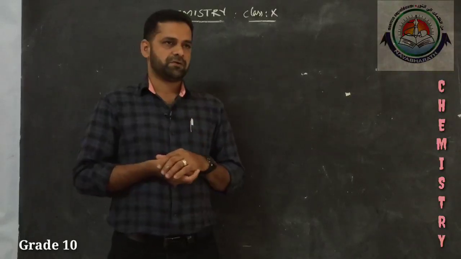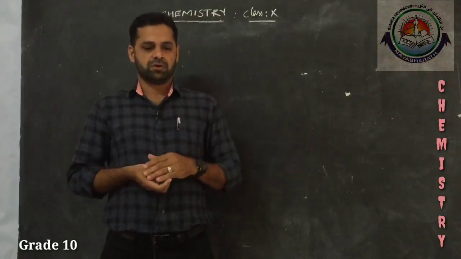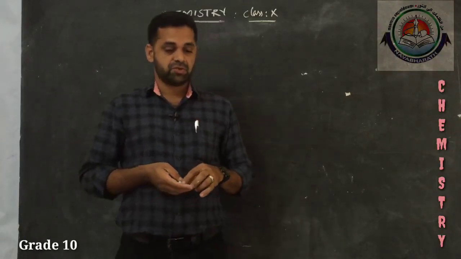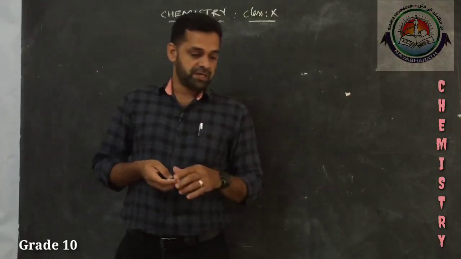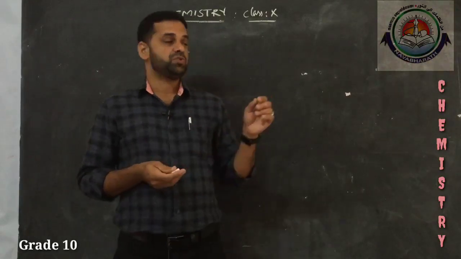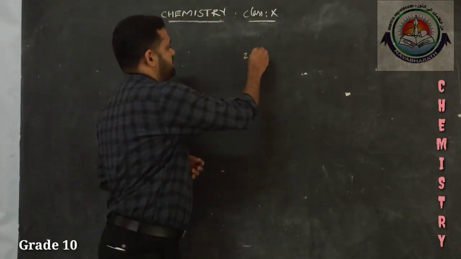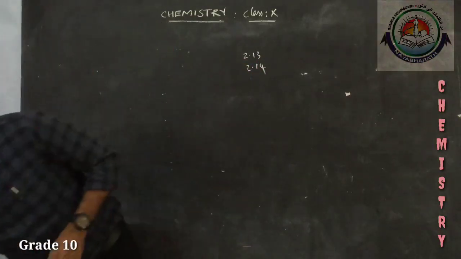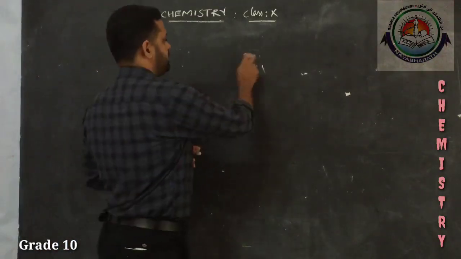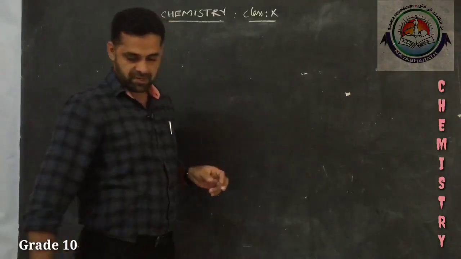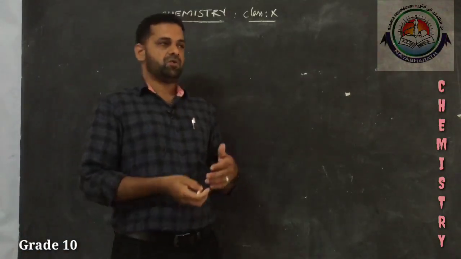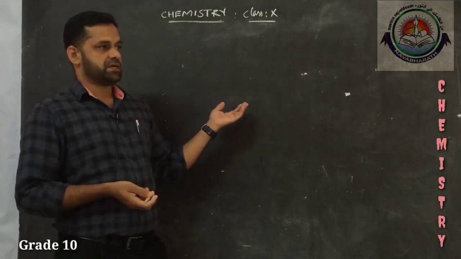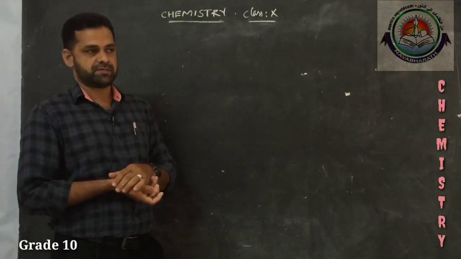For example, in your textbook, that is page number 28 and 29, that is activity 213 and 214. This activity you can do by yourself. Okay, I will explain now how we can identify which one is acidic salt, which one is basic salt, etc.